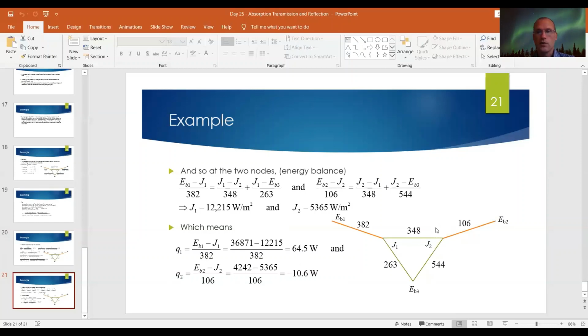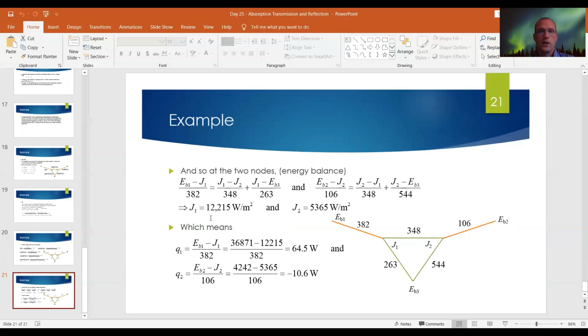Do the same thing for this node. So EB2 minus J2 over 106. Call that going in or going out, doesn't really matter. Equals the other things. J2 minus J1 over 348 as option number 1. Or J2 minus EB3 over 544 is option number 2. And so again, here I know my EBs. The only two things I don't know are J1 and J2. So basically I have two equations for two unknowns, J1 and J2.